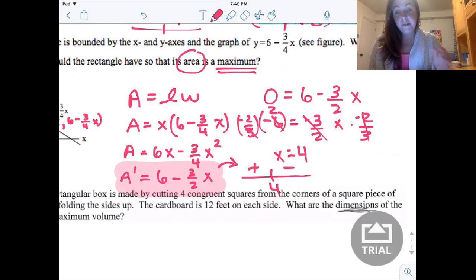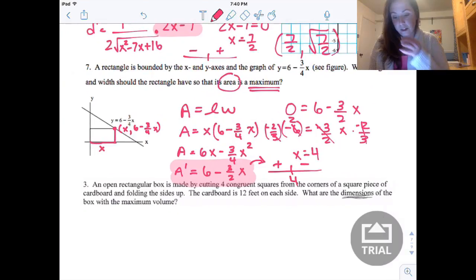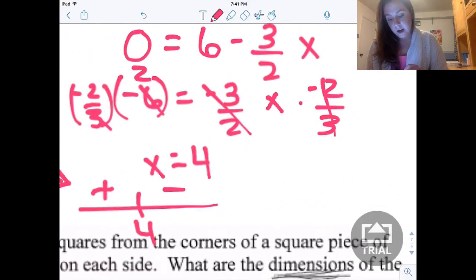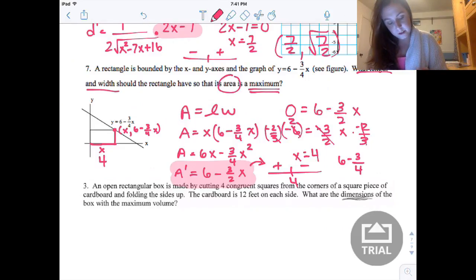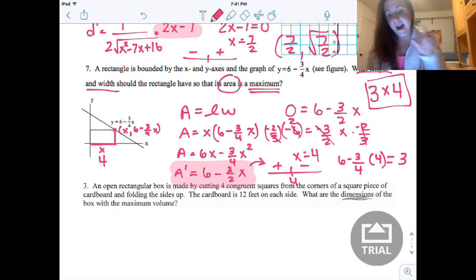And then all I'm going to do is make sure I answered the question. So what should the length and width be? Well, I know x is 4, and that's my length. Well, what's the width? I need to plug that in. So x is 4. I'm going to do 6 minus 3/4 times 4, which would be 3. So my dimensions would be 3 by 4 that would maximize that area.